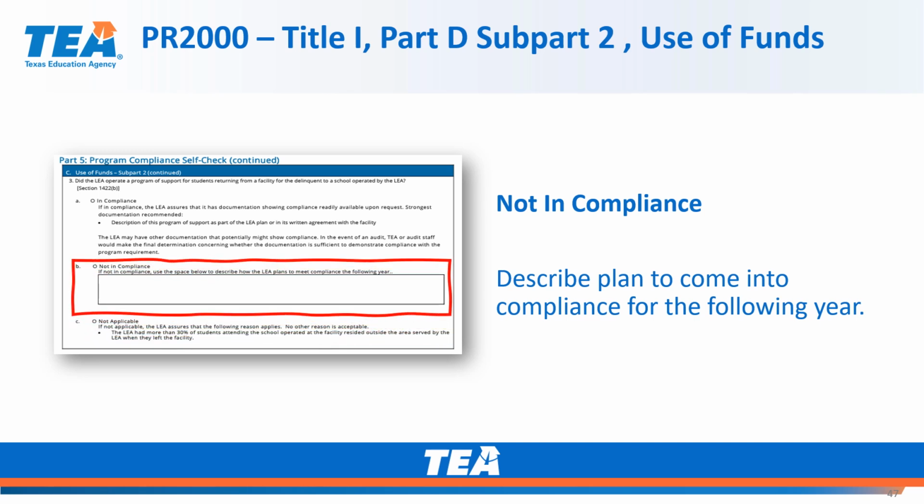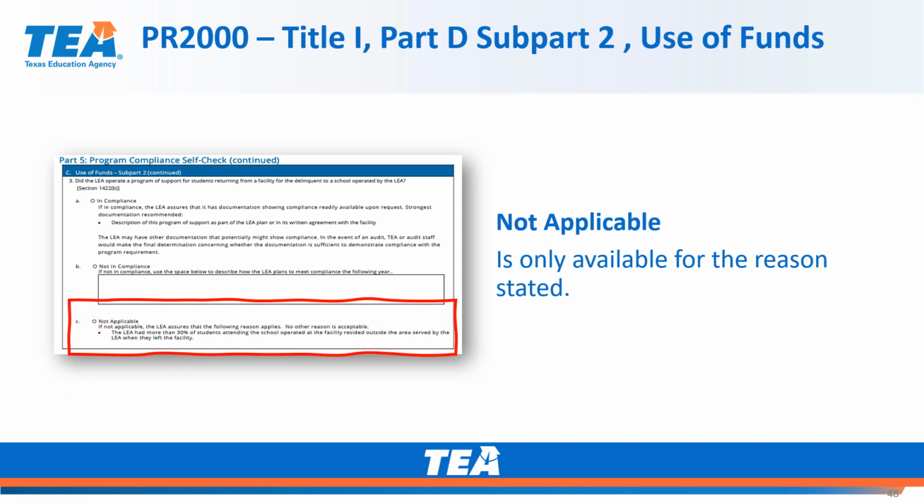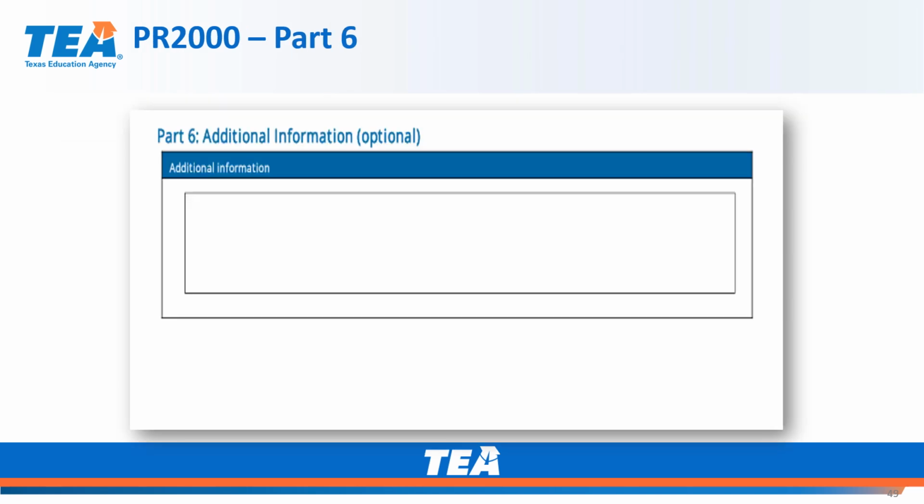If the LEA is not in compliance with the requirement or does not have such documentation, the LEA should select the red button indicating not in compliance and use the space provided to describe how the LEA plans to come into compliance for the following year. Not applicable is only available for the reasons stated. If the LEA has any additional information relevant to the PR2000 that it wishes to include, it might be typed into the space provided in Part 6.